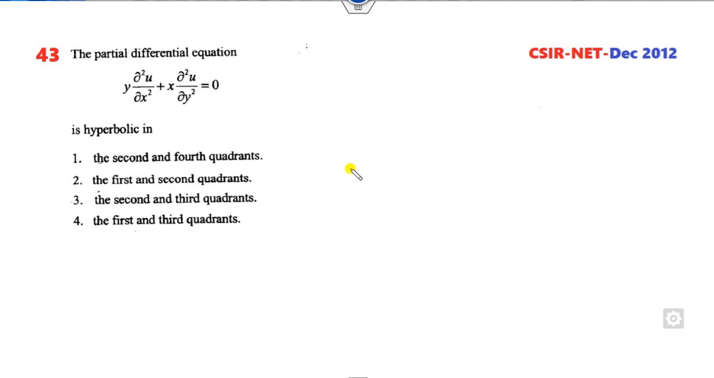Now look at this one. Which of the following is a hyperbolic? What is the meaning of that? B square minus 4ac greater than 0. So what is b square minus 4ac? So it is minus 4xy.